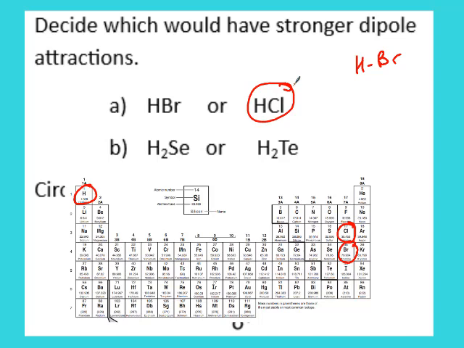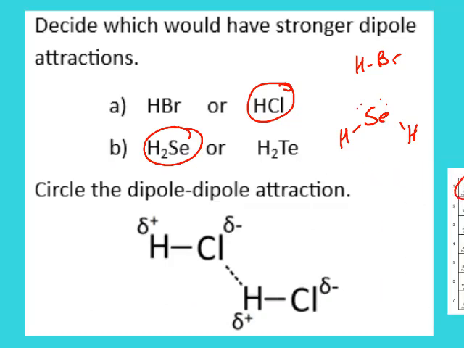Go ahead and pause the video and do B on your own. Restart when you're done. Both of these are also polar, as they have lone pairs on the central atom. Se is smaller than Te, so we would expect H2Se to have a stronger dipole-dipole attraction. And finally, looking at this picture, circle the dipole-dipole attraction on your note page.